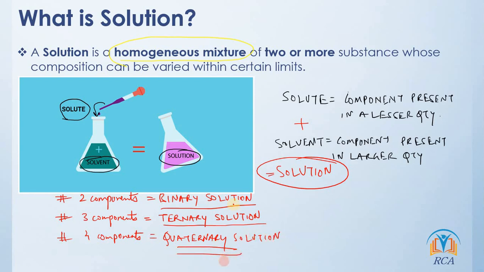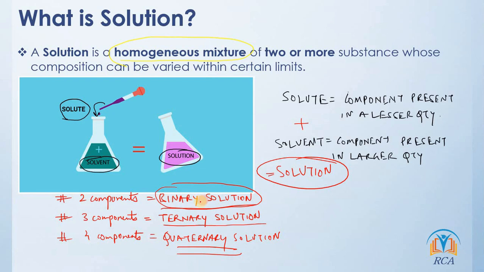So a solution made up of a solute and a solvent, if it has two components, will be known as a binary solution. If it has three components, it will be known as a ternary solution. And if it has four components, it will be known as a quaternary solution. Just for the sake of simplicity, we only have binary solutions in our course, where we are going to be dealing with only two components. One is going to be a solute and the other is going to be a solvent. So we all understand this.